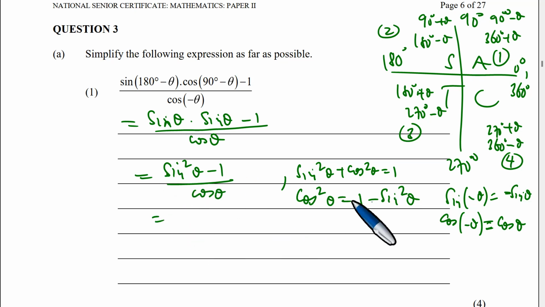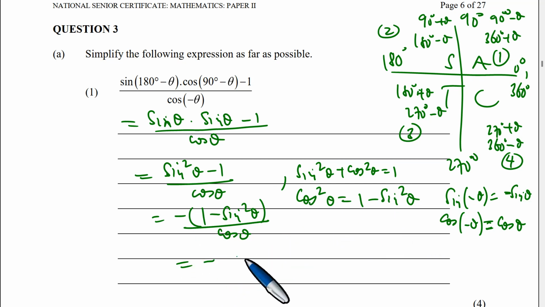So this one is sine squared minus 1, not 1 minus. You need to pull out a minus so that it becomes minus (1 minus sine squared) divided by cosine theta. What is 1 minus sine squared? It is cosine squared theta. So it's minus cosine squared theta over cosine theta, which is therefore minus cosine theta. And that is the answer. The answer to this question is actually minus cosine theta.